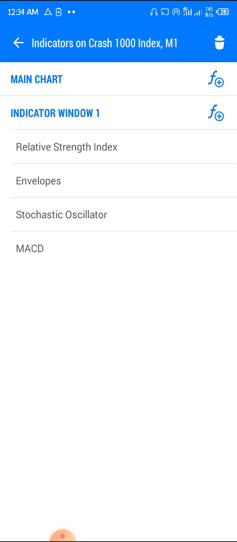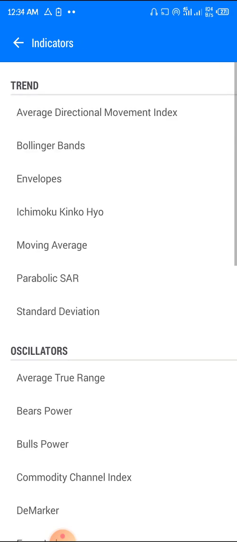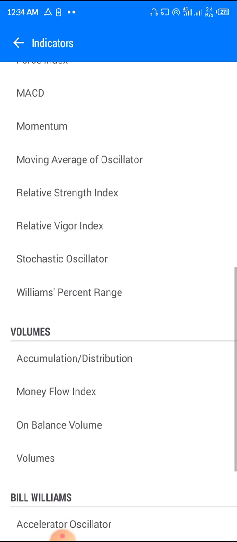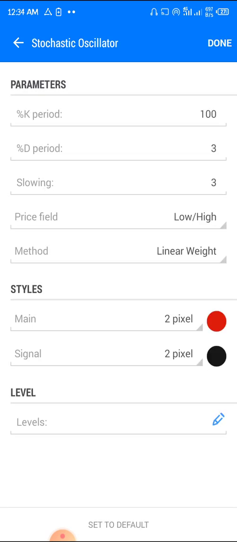Now the next indicator you'll be needing is the stochastic oscillator. Click on the indicator window 1 F icon plus again, then click on your stochastic oscillator. Now these are the settings of the stochastic oscillator. The parameters are shown on your screen. Set everything in accordance with what you are seeing. Once you are done, click on done at the upper right corner.